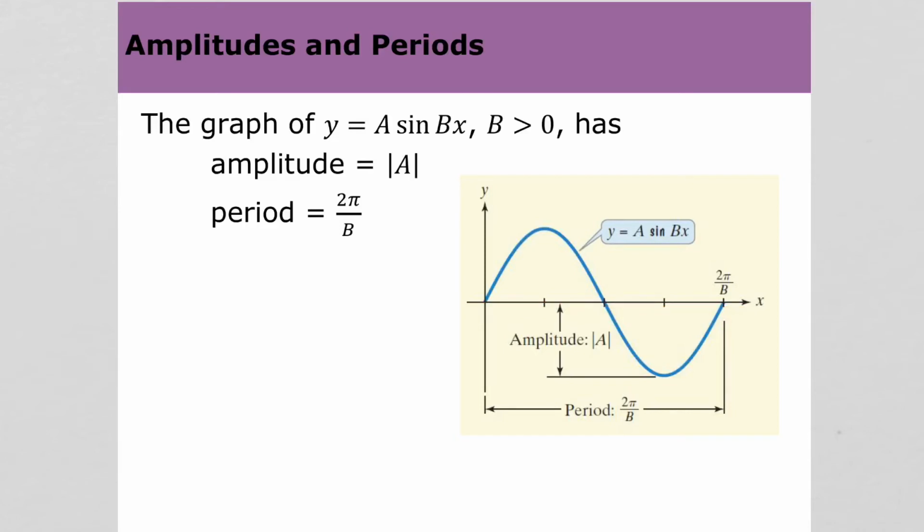And then B is related to the period. Remember how I said in example 2 that if we took our period and divided it into 3 parts, then that was what was giving us cosine of 3x. That's how we get our period. Whatever B is, we take 2 pi and divide by B, and that gives us our period.